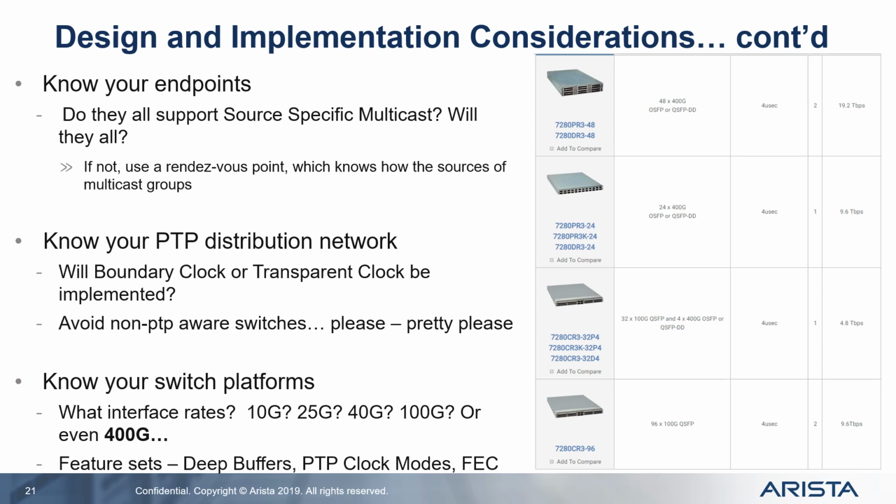Source-specific multicast means I want to request 239.1.1.1 from 192.168.1.10, for example. If it doesn't support source-specific multicast routing, that means I'm going to say I want to request 239.1.1.1 from whoever has that. So I don't know who has that. And in that case where I don't know who has it, I need to use what's called a rendezvous point, which is just something that's configurable in any and all of the switches that we would provide.